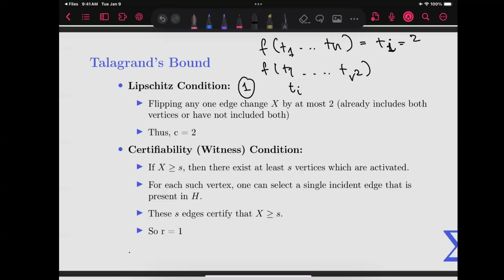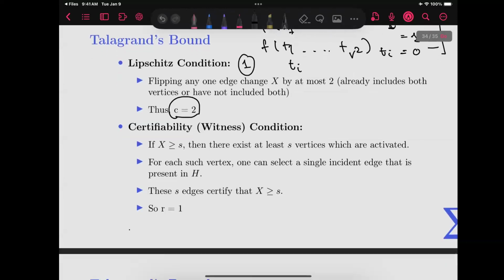It can also be 1, in the case that one vertex is already included in H and the other vertex has never been included in H. That's when our Ti is equal to 1. And Ti can also be 0 if the edge does not exist in H. So that's why our changes will be at most 2, and our C here will be 2.